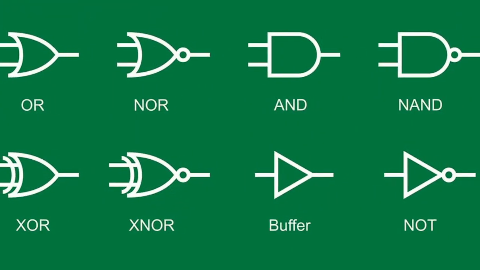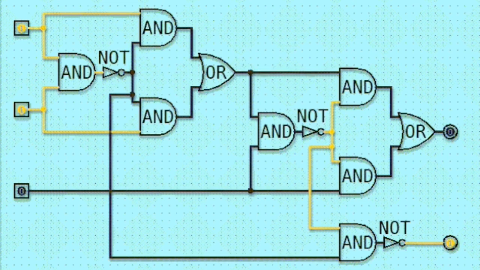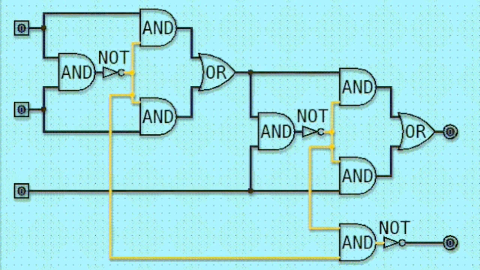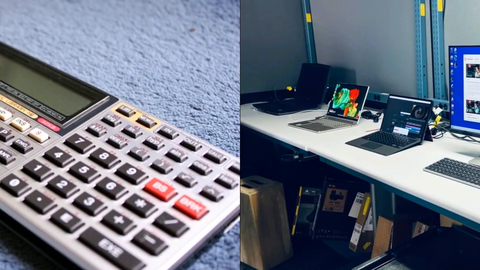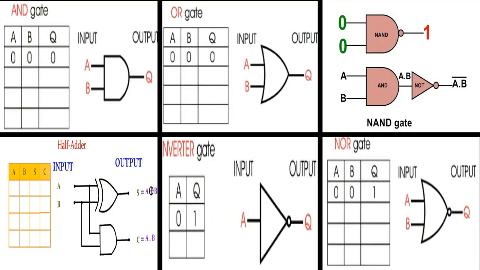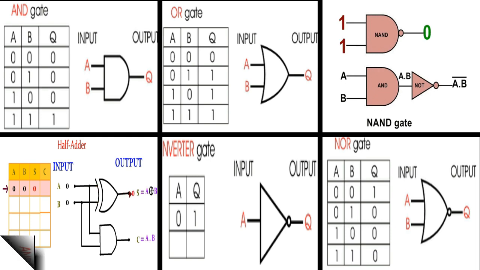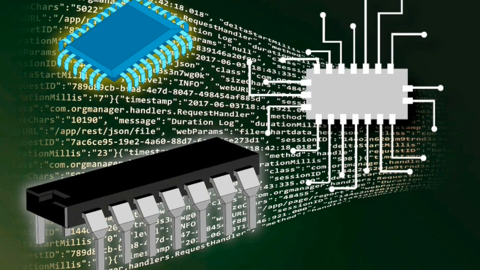Digital logic gates are electronic components that perform logical operations on binary inputs and produce a single binary output. They are the basic building blocks of digital systems like computers, calculators, and microcontrollers. This video explores the types, functions, and applications of digital logic gates, along with their implementation using different technologies.